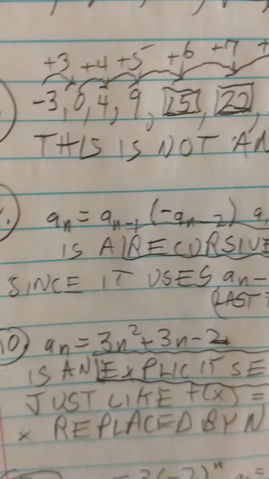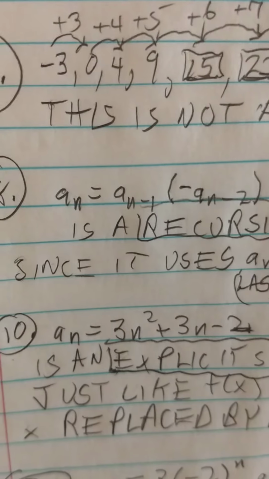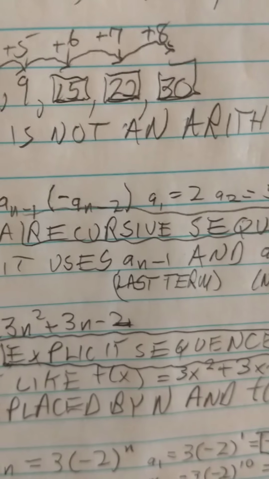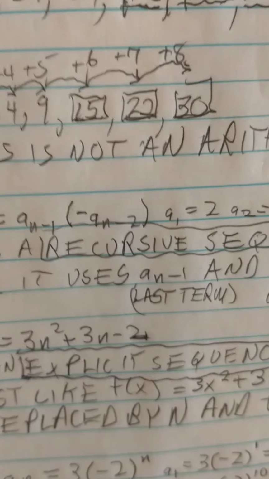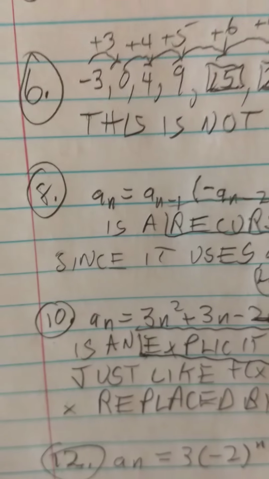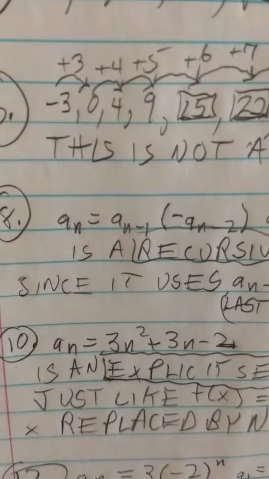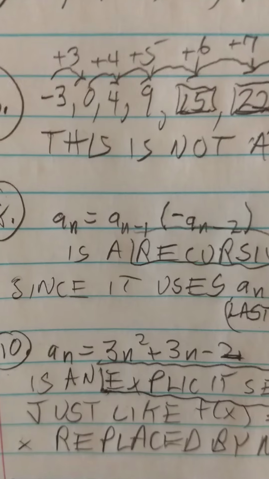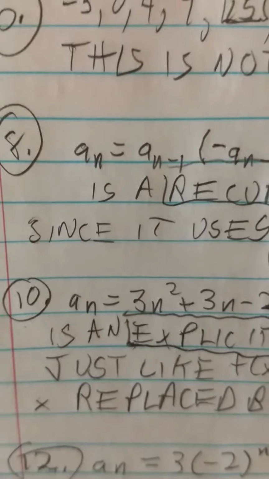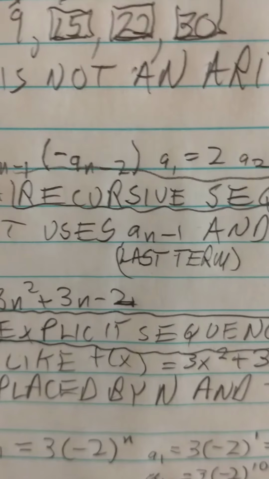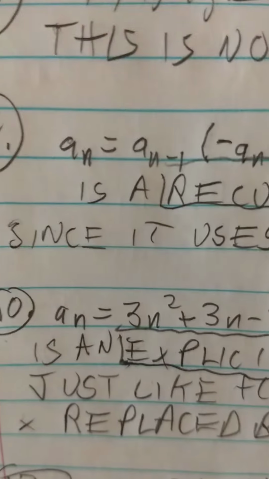Now in 8, we have the recursive formula. We're asked to identify it as recursive or explicit. And recursive, of course, uses the a sub n minus 1 and sometimes a sub n minus 2. So that's just identified as a recursive sequence. That's all they want us to do. But 10, a sub n is equal to 3n squared plus 3n minus 2, remember, was just like the function we started with. And this is called an explicit sequence, since we can make it look just like f of x equals 3x squared plus 3x minus 2.